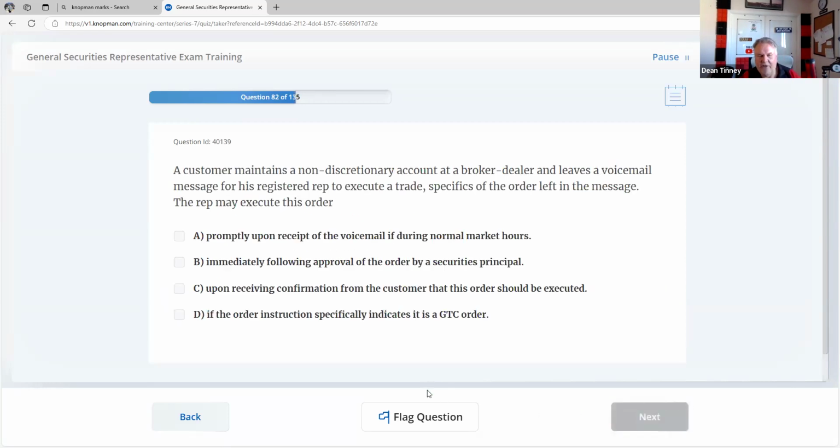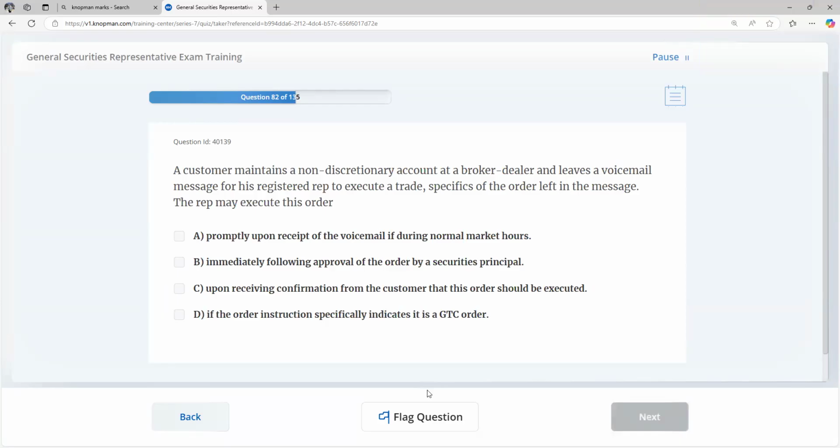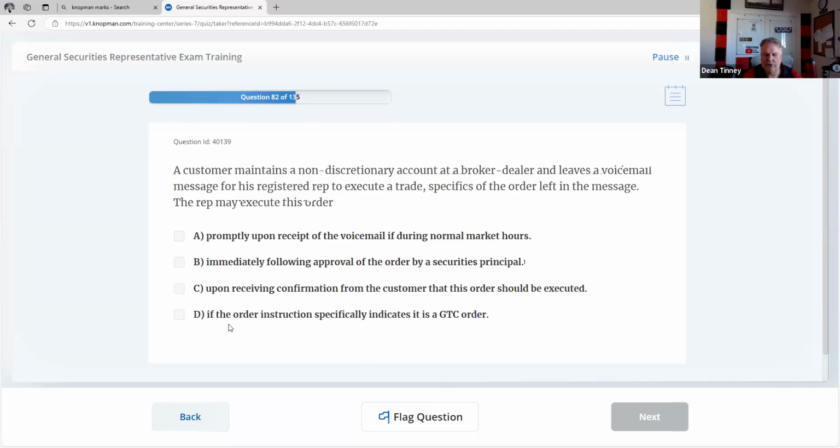A customer maintains a non-discretionary account at a broker-dealer and leaves a voicemail message for his registered rep to execute a trade. Specifics of the order left in the message. The rep may execute this order. Well, if he got the voicemail during normal market hours.